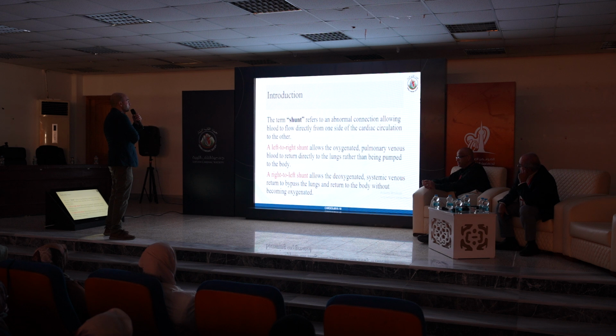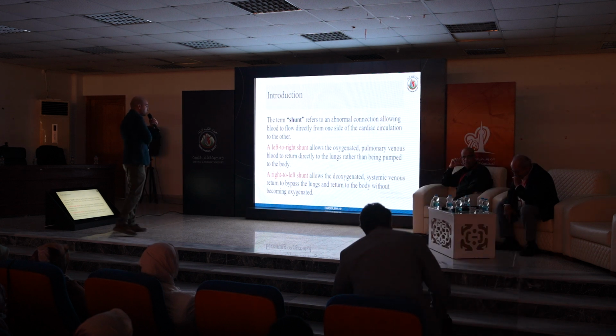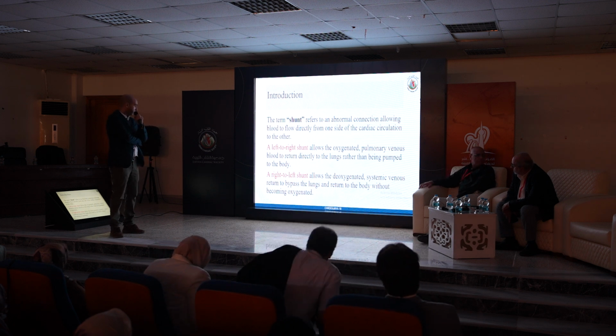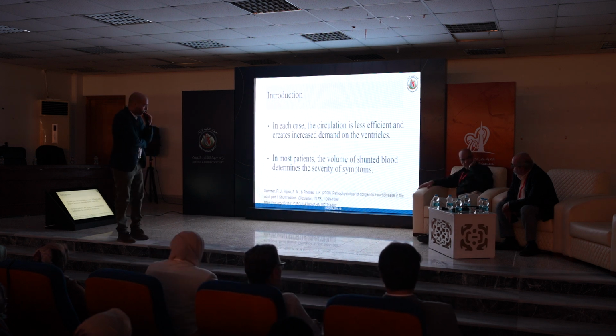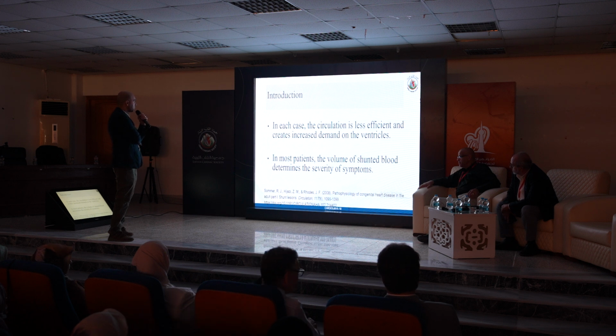The term shunt refers to an abnormal connection allowing the blood to flow directly from one side of the cardiac circulation to the other. A left to right shunt allows the oxygenated pulmonary venous blood to return directly to the lungs rather than being pumped to the body. A right to left shunt allows the deoxygenated systemic venous return to bypass the lungs and return to the body without becoming oxygenated. In each case, the circulation is less efficient and creates increased demand on the ventricles. In most patients, the volume of the shunted blood determines the severity of the symptoms.